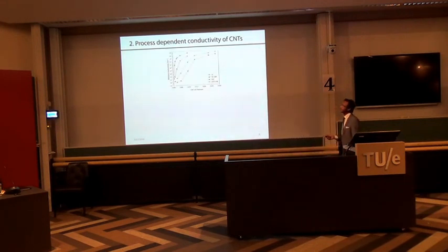Another example is process-dependent electrical conductivity of carbon nanotubes. Here we can see the electrical percolation curve of the carbon nanotube composites prepared with different processing methods. The solvent casting, the blue curve, shows the lower percolation, and the red curve, the extrusion, shows the higher percolation.